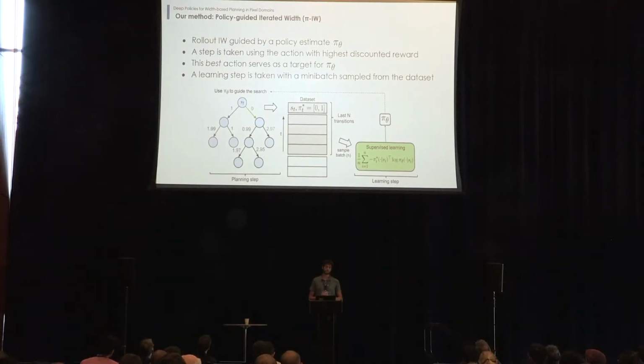In the planning step, we do rollout iterated width, but instead of selecting nodes randomly, we guide it with a policy estimate. Again, a step is taken using the action with highest cumulative reward, and this best action also serves as a target for our policy estimate. Then we keep the last n transitions, we sample a batch from this data set, and then perform a gradient descent step to improve our policy. We then use this policy again for the subsequent plans.